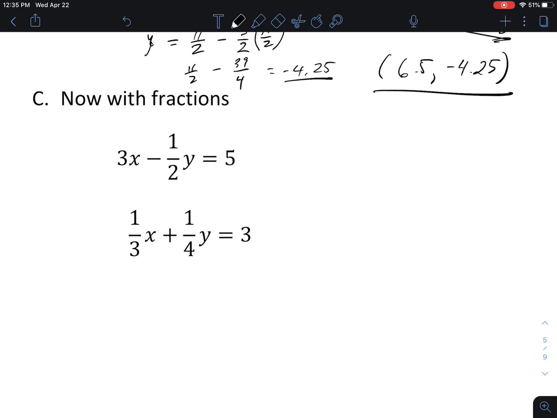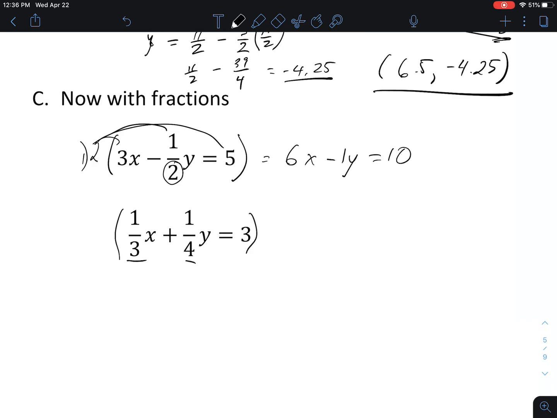This one, I've got some fractions here that I want to get rid of first. So I can work with the fractions, but it's kind of easier to get rid of them. So notice that in the first equation, the denominator 2 is the only fraction in that equation. So I'm going to just multiply this whole equation by 2, and that's going to give me 6x. 2 times 1/2 is just 1, so minus 1y is 10.